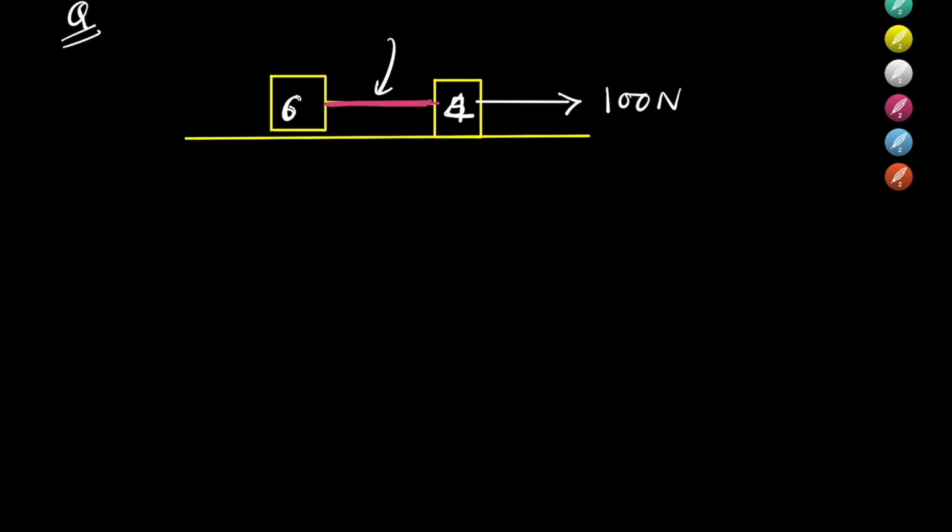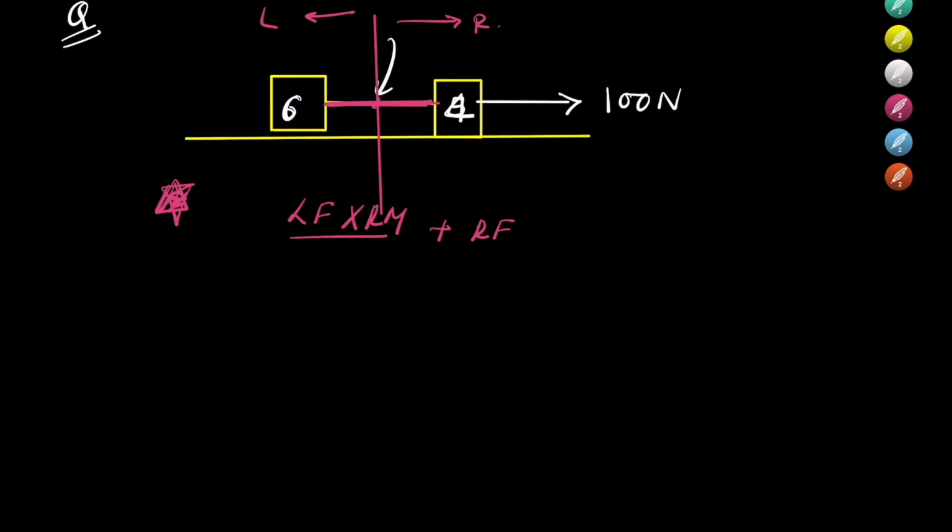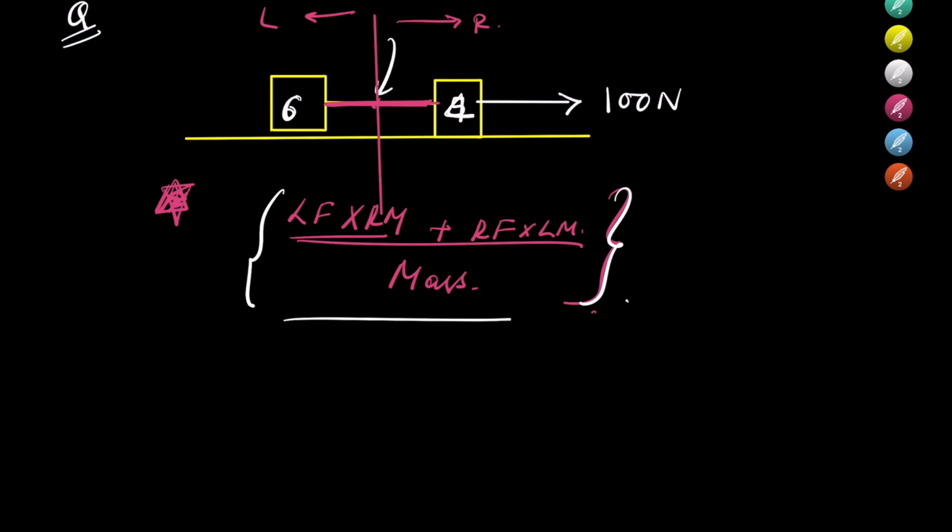Again, this one is a simple question. Directly you have to remember this case. At this point you will draw the line. This side is our left side, this side is our right side. So what is the formula here? Left force into right mass plus right force into left mass, divided by total mass. Okay, this is a formula. Keep it in mind. Multiple cases we can apply for this formula.